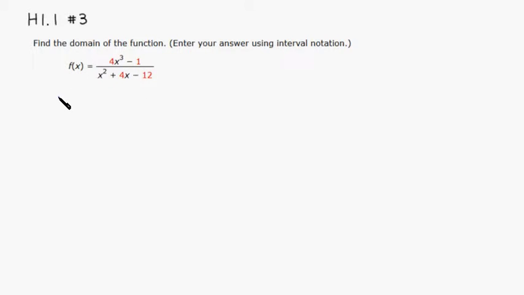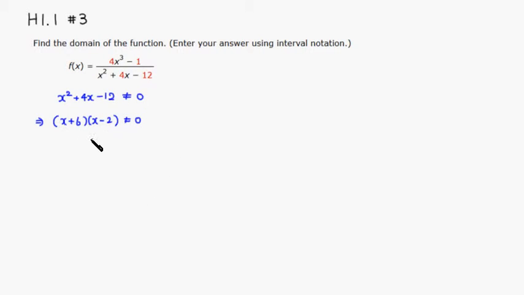So the denominator is x squared plus 4x minus 12. We don't want this to be 0, so not equal to 0. Then we can probably just factor this. It's going to be, say, (x plus 6) and (x minus 2), because if you add them up, you get positive 4, and multiply them together, you get negative 12. So we don't want this to be 0.